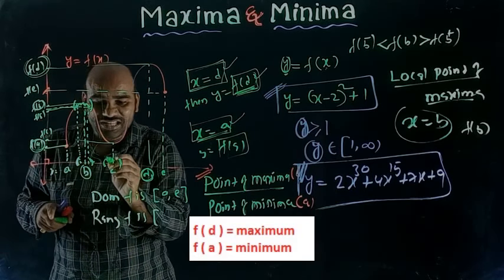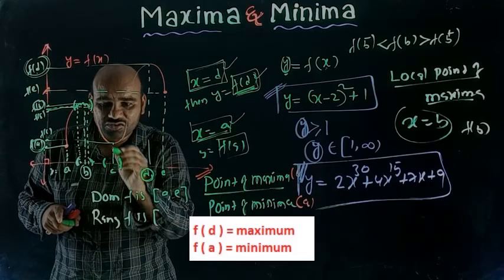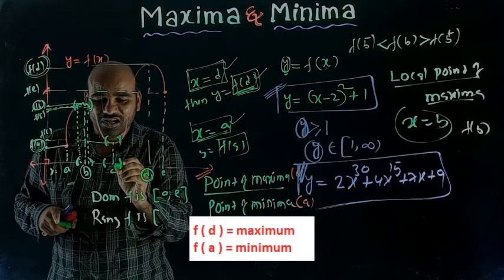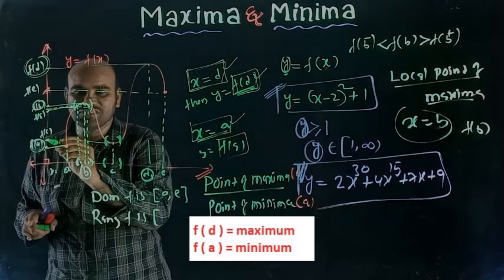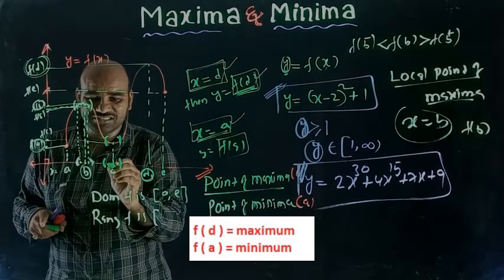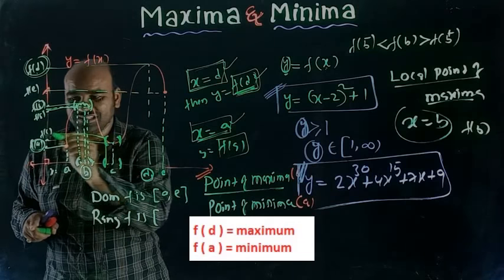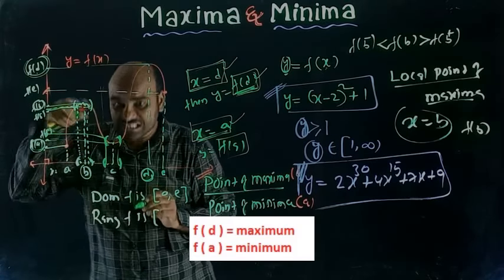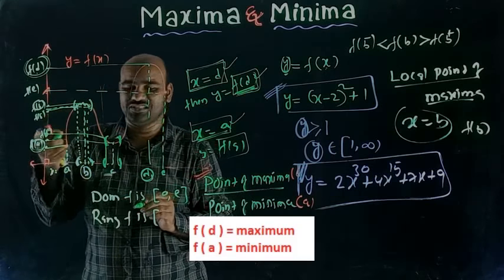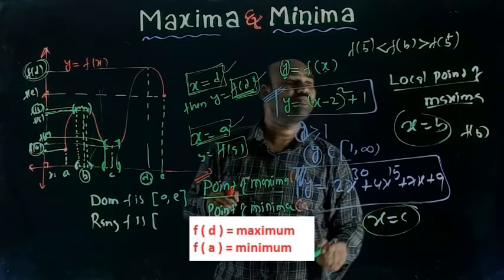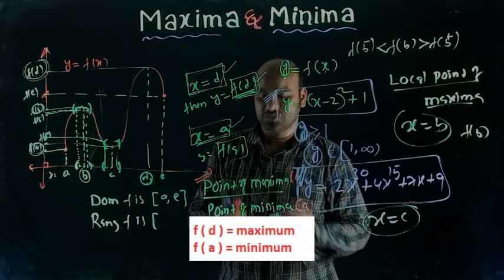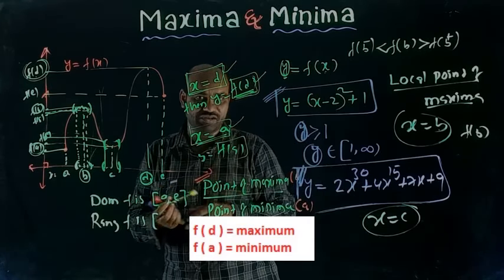But if you take the neighborhood of c, this is the graph. In this piece of graph, at x equal to c the output is f of c. Here c minus, here c plus, means f of c is lesser than f of c minus and f of c plus. Here x equal to c is called local point of minima. So here are 4 important words.